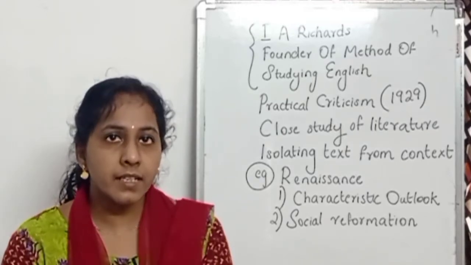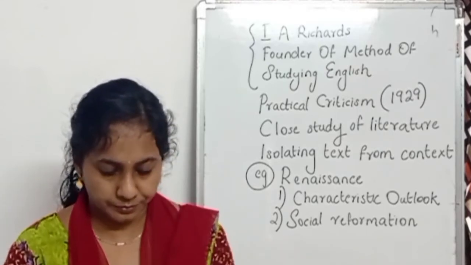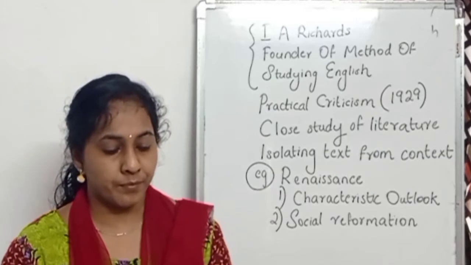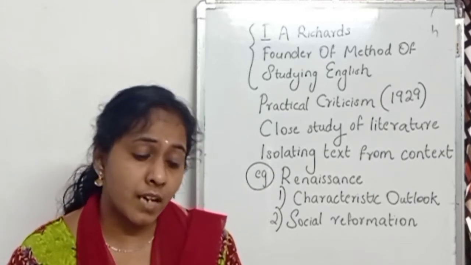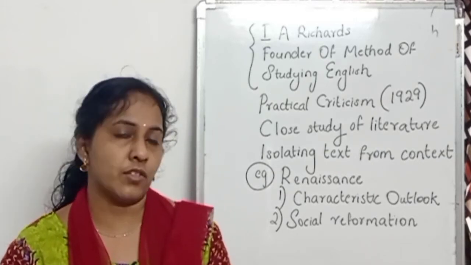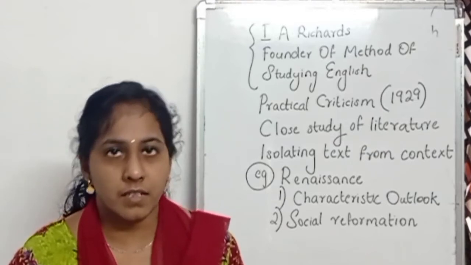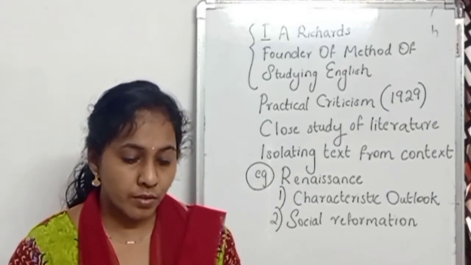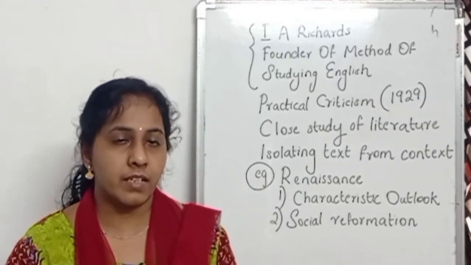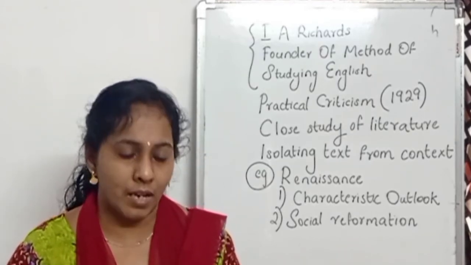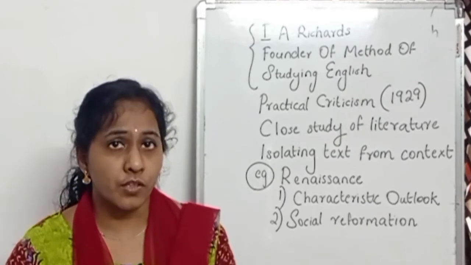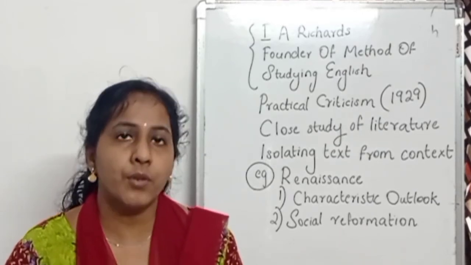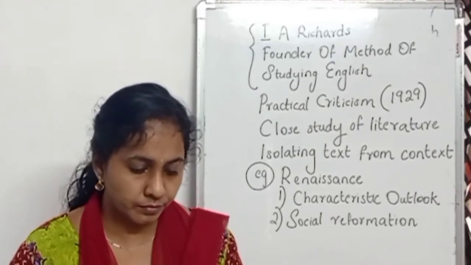Rather, you isolate the text from the context. Say you're studying the Renaissance period, and along with it you naturally have to see its characteristic outlook. Outlook is a point of view or attitude, and social reformation means the social changes it has made. How do you study this Renaissance period?